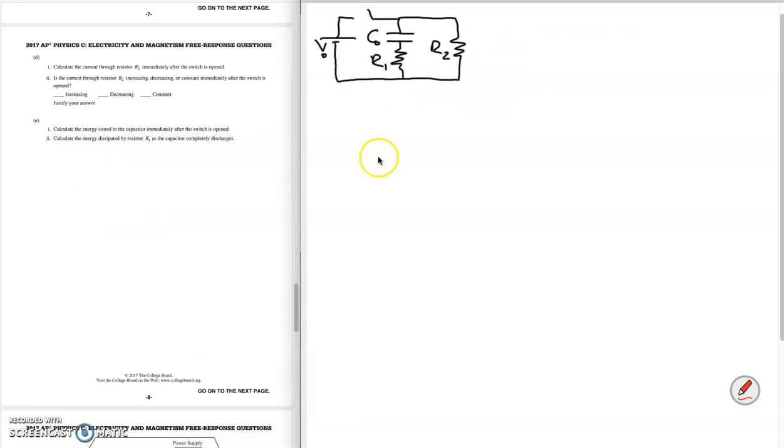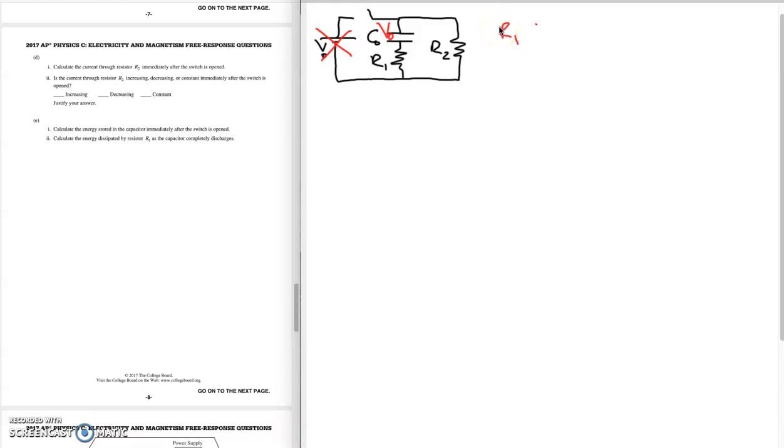All right, immediately after the switch is reopened, so we've left the switch closed for a long time. Now the capacitor is charged up, and it has been charged up to voltage V0. And now we open the switch and remove the battery from the circuit. So the circuit is the capacitor, which acts like a battery, resistor 2, and then resistor 1. So let's calculate the current through resistor 2.